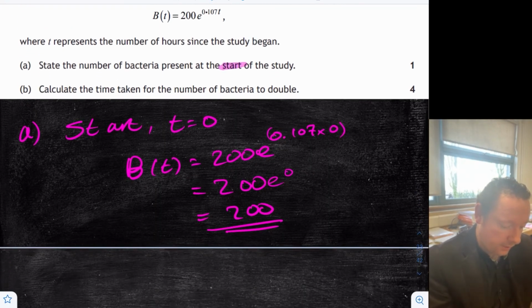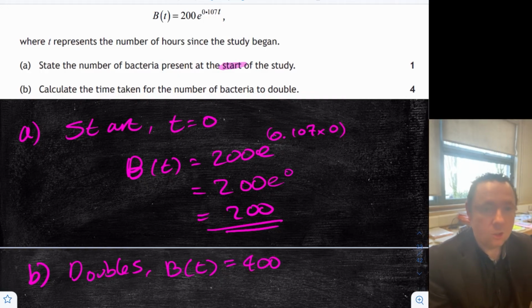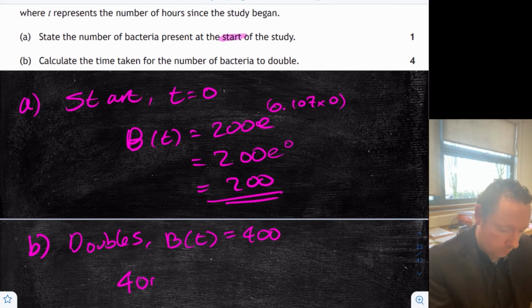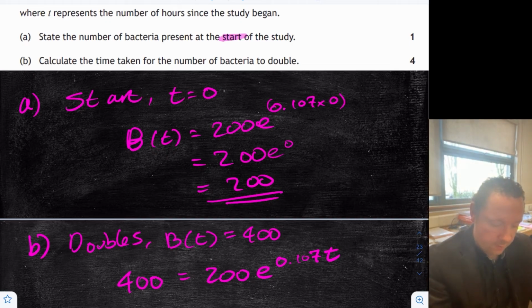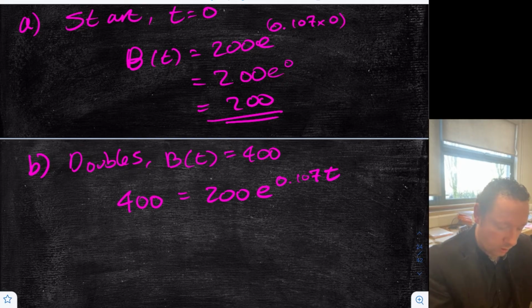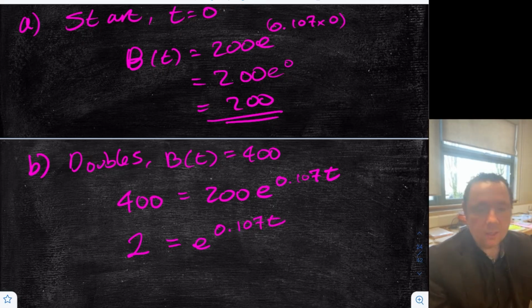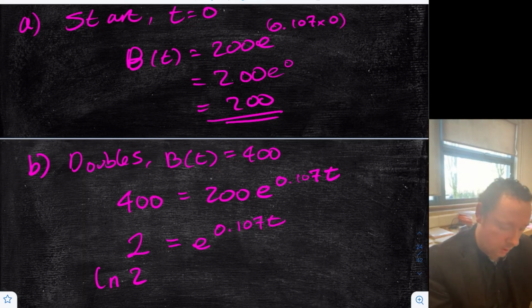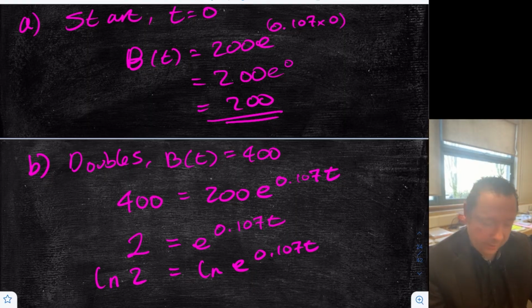Calculate the time taken for the bacteria to double for part B. So if it doubles, that means that B of t becomes 400. So I can then write 400 as our B equals 200 e to the 0.107t was our equation, and we need to solve that. So divide by 200, 400 divided by 200 is 2, which is what you should get, e to the 0.107t. Now we can take the log of both sides, the natural log, so log e of 2 equals log e of e to the 0.107t, or if you prefer ln.